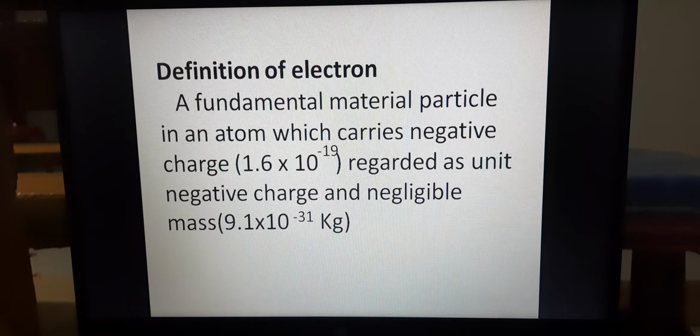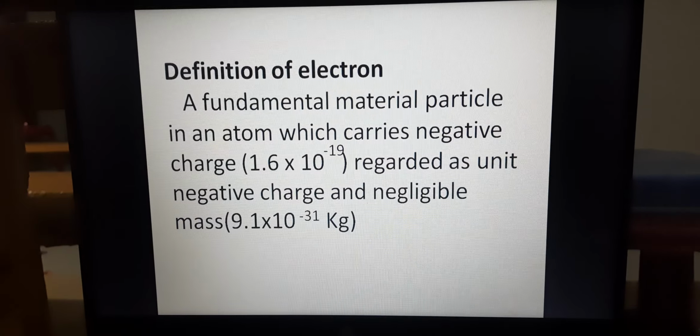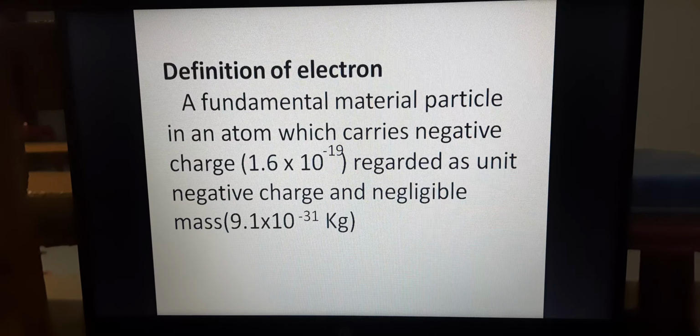Next, so what definition has he given? He has defined the electron as a fundamental material particle in an atom which carries a negative charge. The charge is about 1.6 into 10 to the power minus 19 coulomb, regarded as unit negative charge, and the mass is very negligible, 9.1 into 10 to the power minus 31 kg.